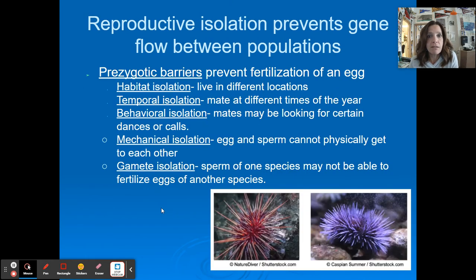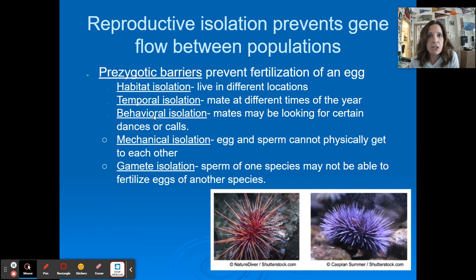So some vocab here. Reproductive isolation is going to prevent gene flow between populations. You've got prezygotic barriers, which means that the eggs are not able to be fertilized, and there are different ways that can happen. They could live in different locations, which would be habitat isolation. They could mate at different times of the year or different times of the day, which is temporal isolation, like if one population mated at night and one during the day.